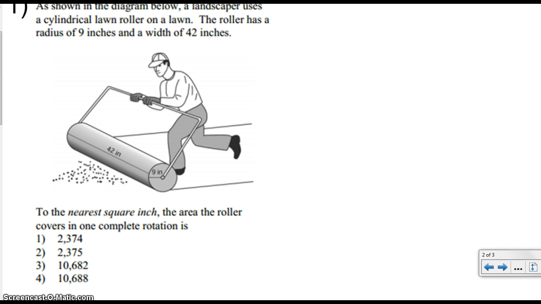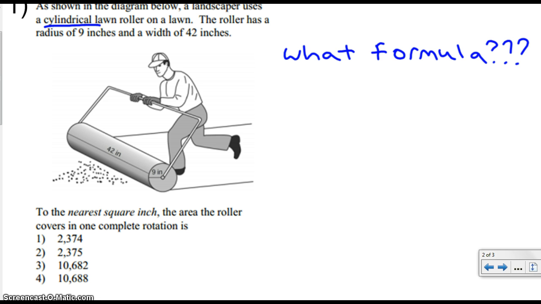Well, the challenge here is actually picking out what formula you want to use. You have all these different formulas. You got volume, you got surface area, you got lateral area. Which formula are we going to use? Well, one key word I'm looking at here is cylinder. All right, so I know it has to be a cylinder, but now, which one of these do I want to know?